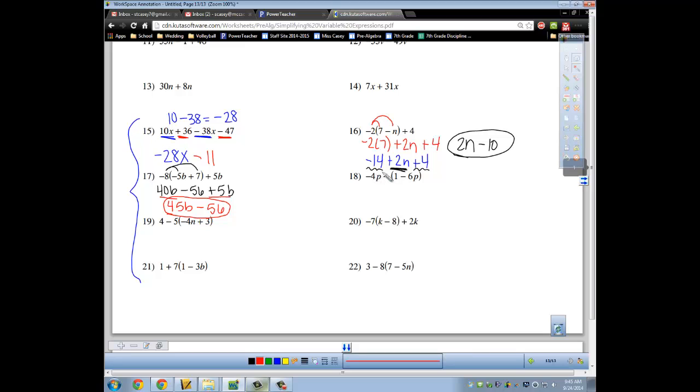Number 18, this negative 4p is not directly connected to the parentheses because it's not right by it. There's a minus sign in between. So we have negative 4p. There's an invisible 1 here. So I want to think negative 1 times 1, which is negative 1. Negative 1 times a negative 6 is a positive 6p. Combine my like terms. Negative 4p plus 6p is 2p. Then I have this minus 1, so minus 1.